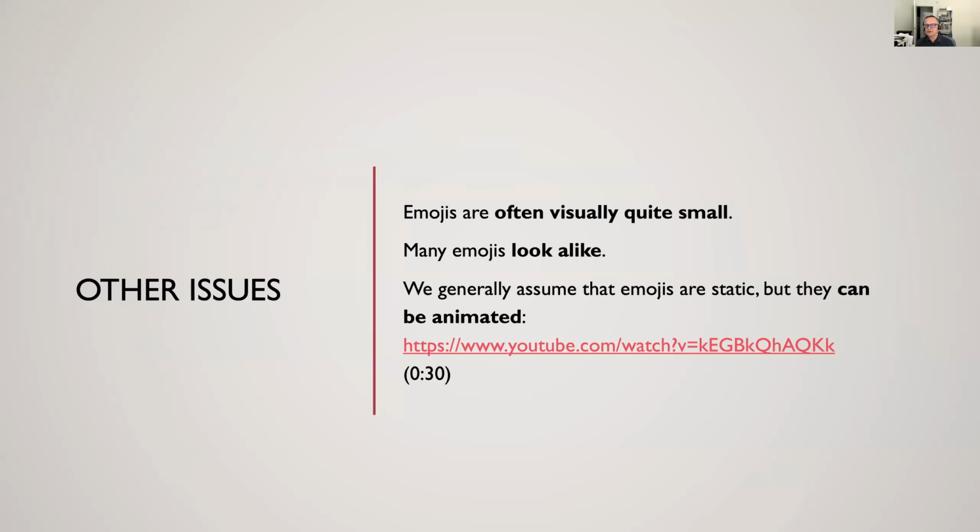All right, other issues. Emojis are often visually quite small and hard to tell apart. In one of the examples I will be showing you, I didn't even know what one of the emojis was. I thought it was a rat with an umbrella, but it turned out to be a wind chime. Anyway, that's a problem. Sometimes some of them are hard to read. Many emojis look alike. The smiley faces in particular have very subtle differences, and they can be hard to interpret. And we generally assume that emojis are static, but they can be animated as well.